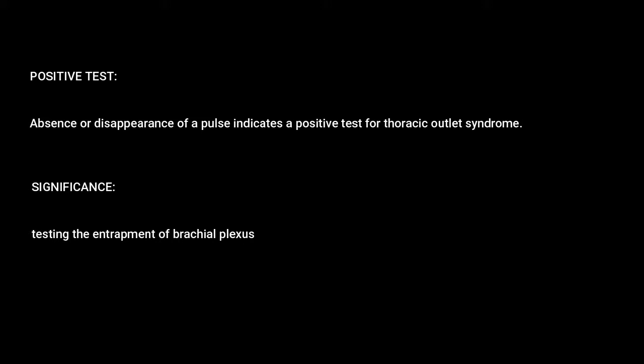Absence or disappearance of a pulse indicates a positive test for thoracic outlet syndrome. Significance: testing the entrapment of the brachial plexus. Roos test. Procedure. The patient stands and abducts the arms to 90 degrees, laterally rotates the shoulder, and flexes the elbows to 90 degrees so that the elbows are slightly behind the frontal plane. The patient then opens and closes the hands slowly for 3 minutes.